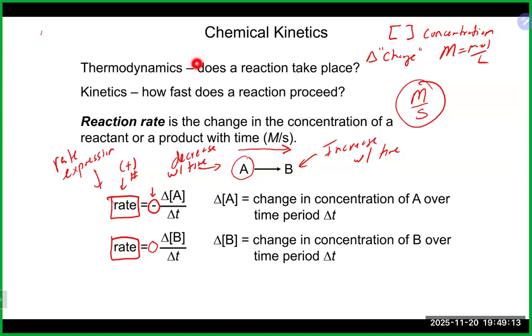Well, let's just take a look at this reaction here. If we want A to B, and we initially had 4 moles or 4 molar of A, and nothing of B.